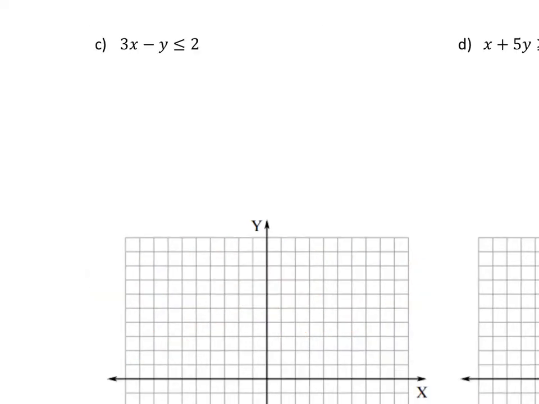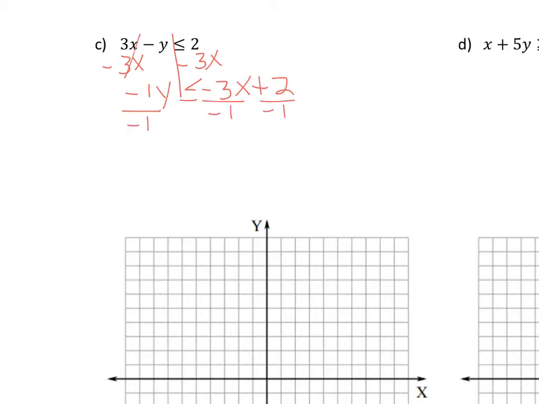Letter C, we need to get y by itself first. So let's subtract 3x from both sides. I have negative y, which again is negative 1y, less than or equal to negative 3x plus 2. You want to put that x term first so it's in slope-intercept form. You're going to divide everything by negative 1. Remember the sign flips because you're dividing by a negative. Negative 3x divided by negative 1 is positive 3x. And 2 divided by negative 1 is negative 2.